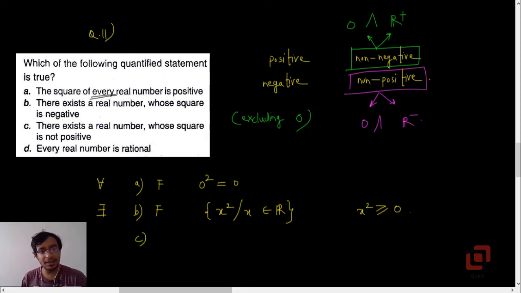There exists a real number whose square is non-positive. Now that is true, because they are not using the universal quantifier, they are using the existential quantifier, and for existential quantifiers even one example is enough. Do you know any real number whose square is non-positive? As I pointed out earlier, non-positive includes 0. Because it includes 0, we can say that 0 squared is 0, and this is indeed a non-positive number.